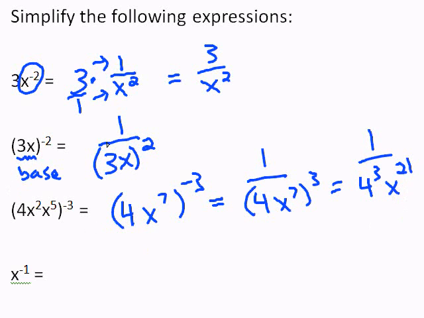I apologize, in the previous example, I forgot to distribute my exponent, giving me 1 over 3 squared x squared. Let's look at that last problem. You should have just gotten 1 over x.